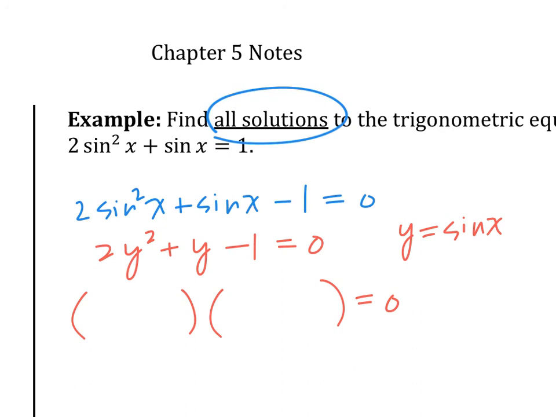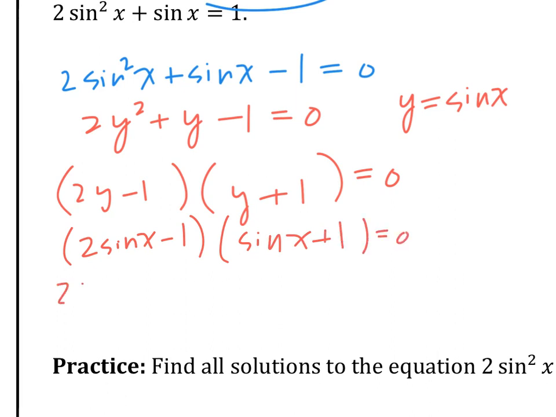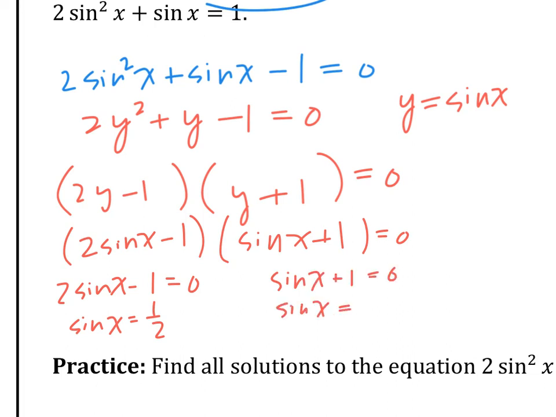Okay, this is 2y minus 1, y plus 1. So put that sine back in. You get 2 sine x minus 1 and sine x plus 1 equals 0. Make each part equal to 0. 2 sine x minus 1 equals 0. That means sine is 1/2. This is sine x plus 1 equals 0. So sine x is minus 1. Okay, solving that. Sine x equals 1/2. That means x is at pi over 6 and 5 pi over 6. Sine x is -1. That's only at 3 pi over 2.